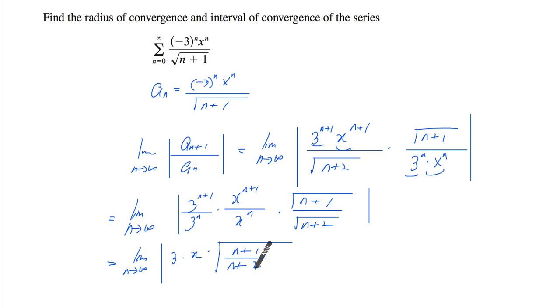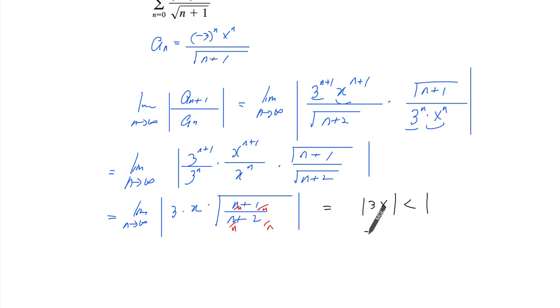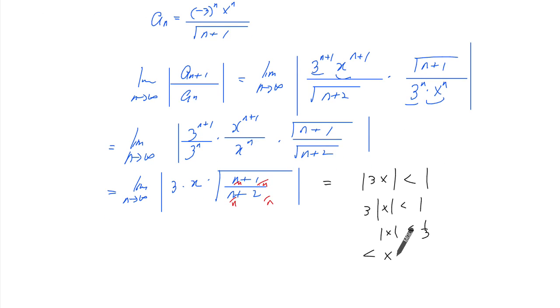Because the degree of the top and bottom is the same, as n approaches infinity, we can divide the top and bottom by n here to quickly show that it's going to approach 1, root of 1. So this is going to be the absolute value of 3x. And this has to be less than 1 to converge. That's the same as this. So x has to be in between.